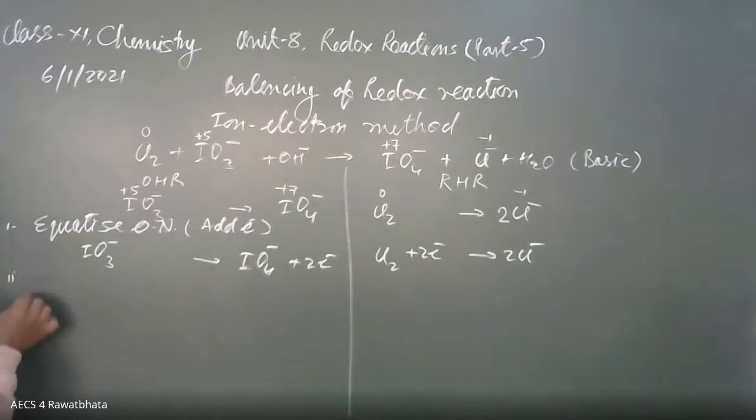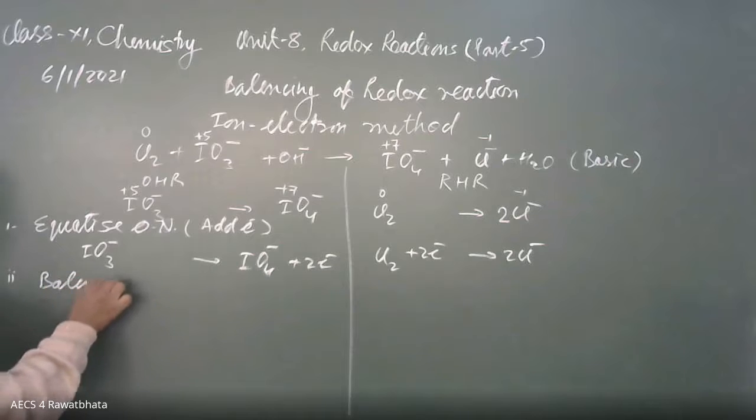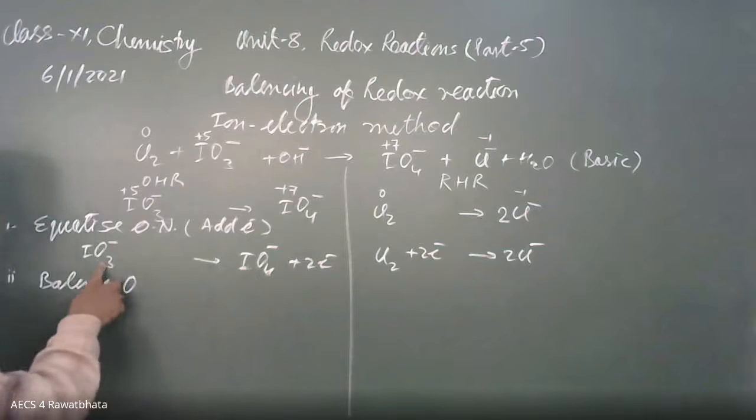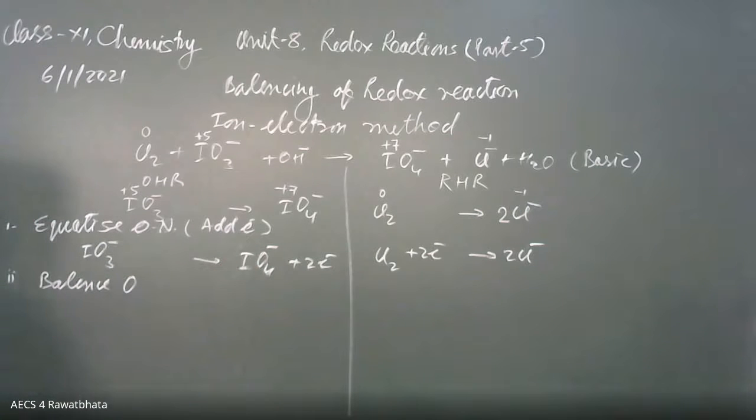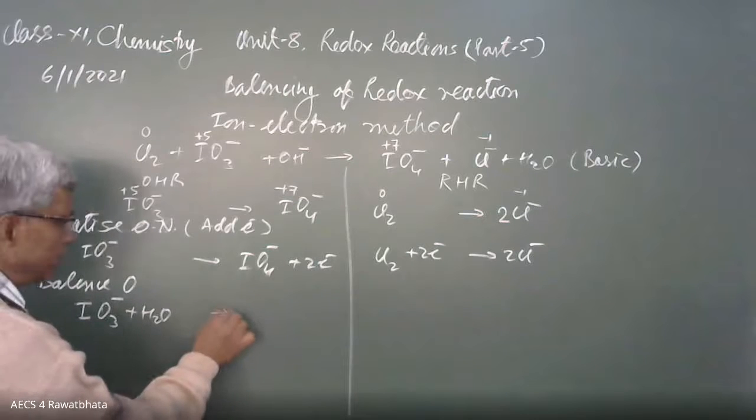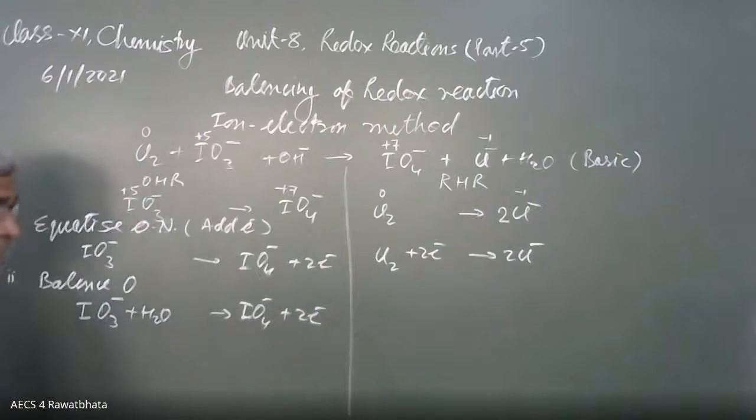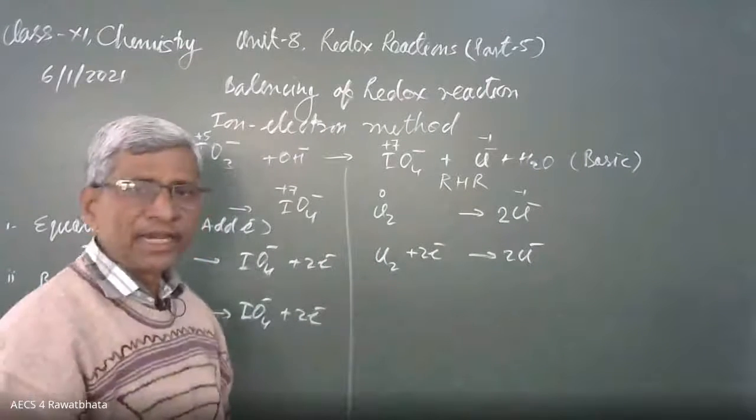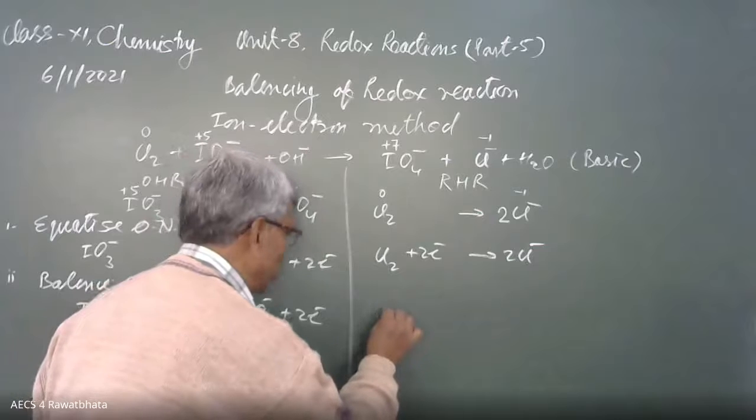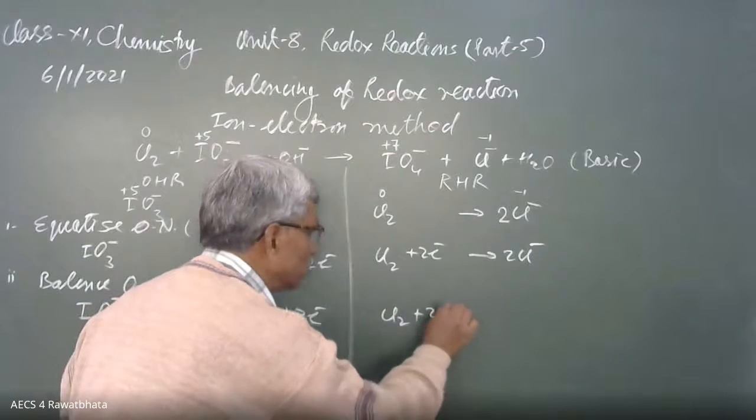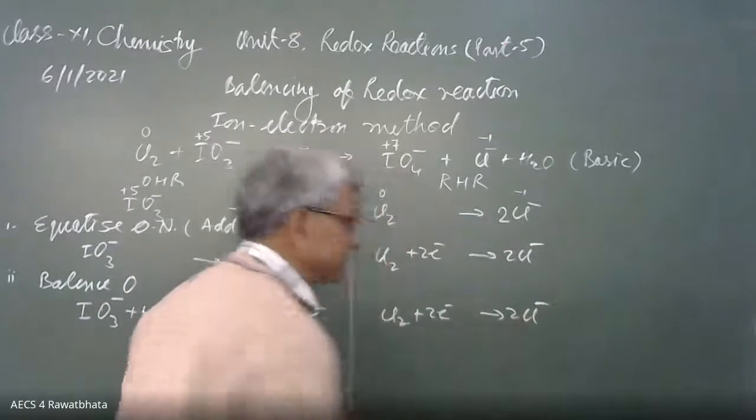Second step is balance oxygen. Here oxygen 1, this side oxygen 3, this side oxygen 4. That's why we have to add H2O this side, IO3 minus plus H2O. One oxygen should be added this side, that's why one H2O to give IO4 minus plus 2 electrons. This side no oxygen, it is balanced. So it can be carried out as such. Cl2 plus 2 electrons gives 2 Cl minus.